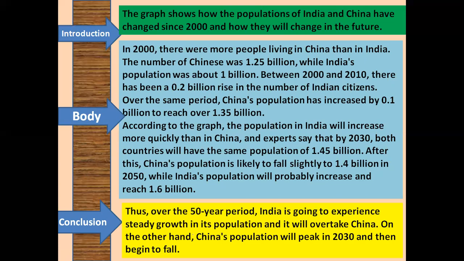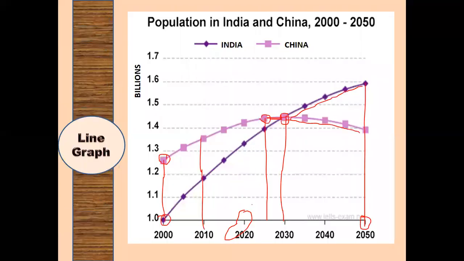You can see here the population of India and China. This point is where the line graphs of India and China meet each other. So this point shows that India and China have the same population. Okay.